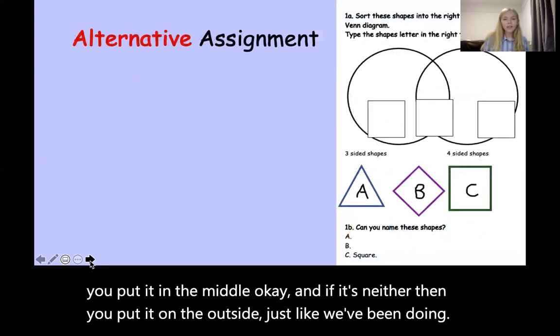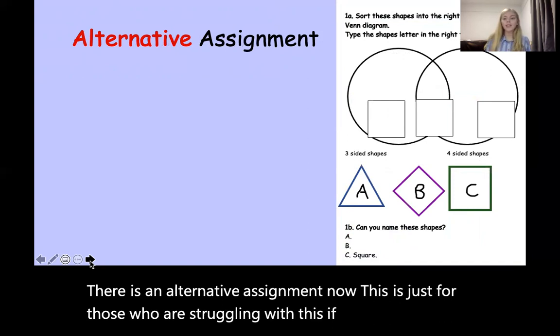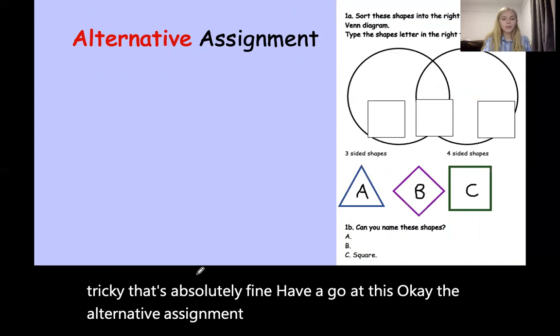There is an alternative assignment. This is just for those who are struggling with this. If you're finding it a bit tricky, that's absolutely fine. Have a go at this, okay? The alternative assignment is all labelled for you on Teams.